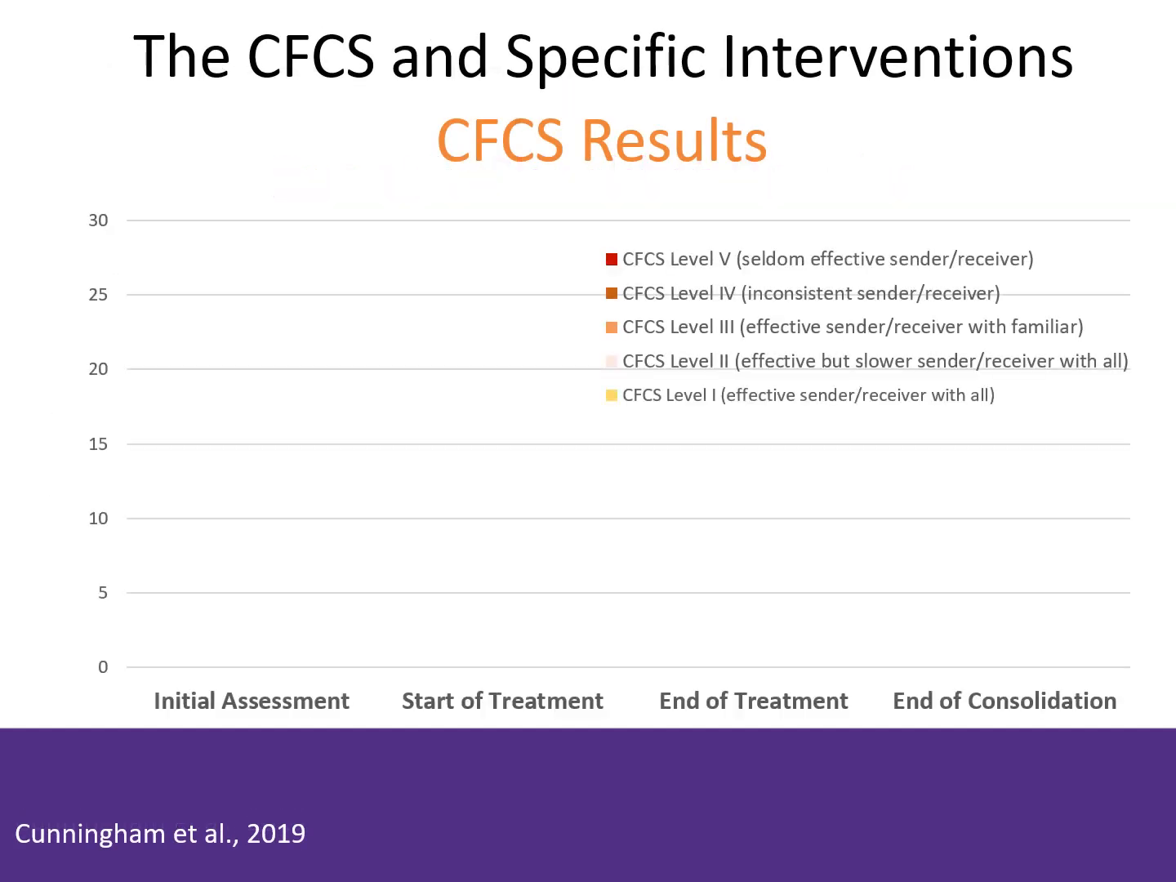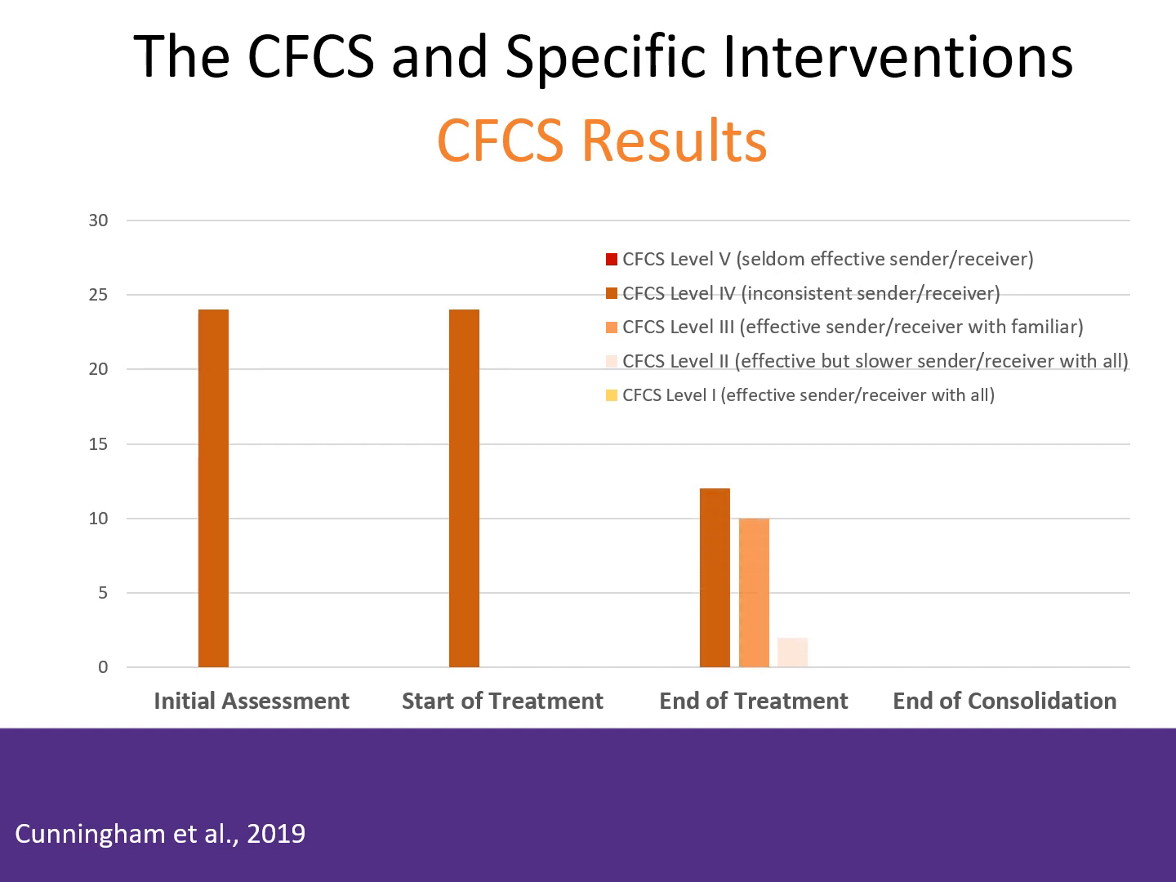This slide shows children's CFCS classifications over the course of the study. All children were classified as CFCS Level 4 at the initial assessment appointment. That is, they were all inconsistent senders and/or receivers with unfamiliar and familiar partners. During the time between the initial assessment and the start of direct treatment, classifications remained the same. But by the end of the direct intervention period, 10 children were classified as CFCS Level 3, they were consistent senders and receivers with familiar partners, and 2 were classified as CFCS Level 2. They were consistent but slower-paced communicators with familiar and unfamiliar partners. This was a significant proportion of children.